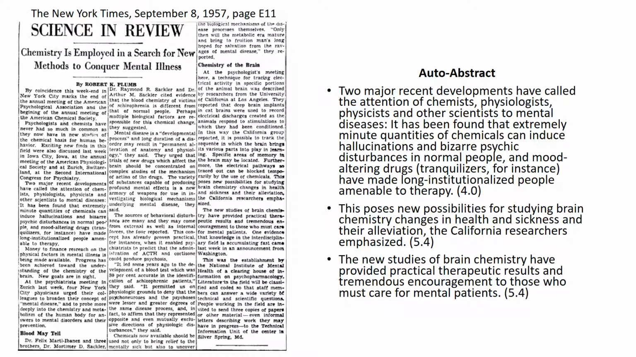So, some results. I took an article from the New York Times, and you don't have to read the article, but it's just talking about how there are new treatments from chemistry that can then help people with psychological illness. But what I do want you to read is the auto abstract to the right. Take a second to read through that and think about, on your own, whether or not that is a good summary.